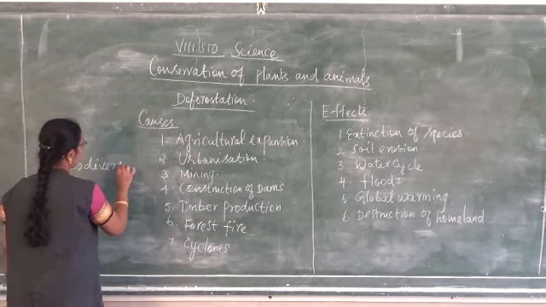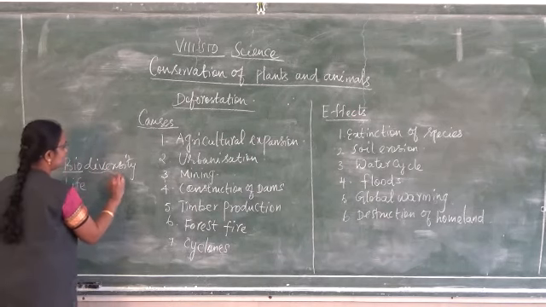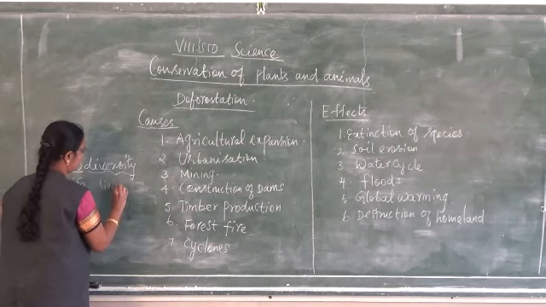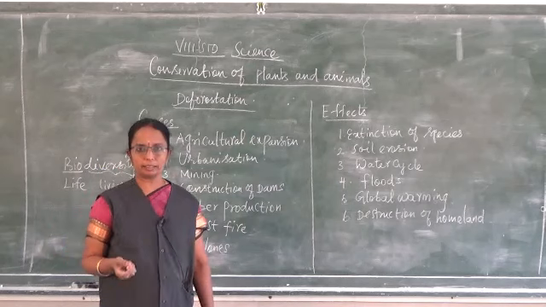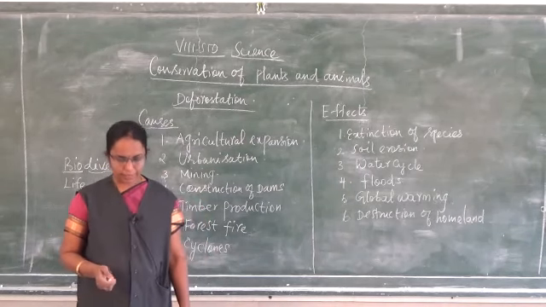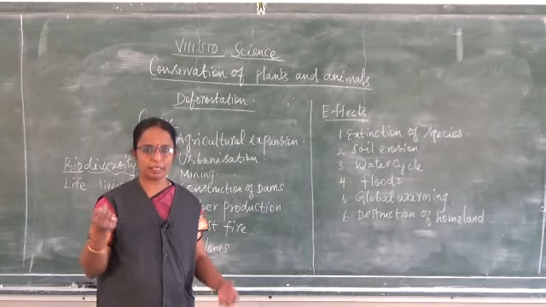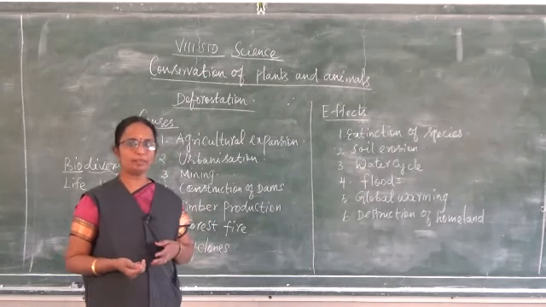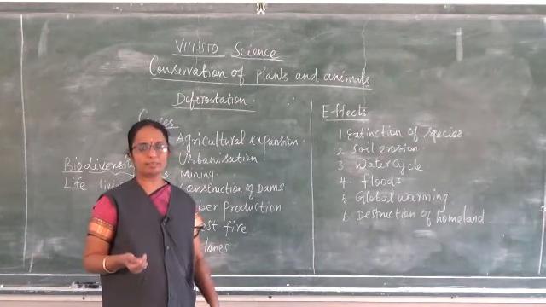What do you mean by biodiversity? Bio means life. Diversity means the living organism. The life of the living organism on the earth, on the planet, is known as biodiversity. So our planet is covered by many forests. In the forest many trees are there, many animals, everything is there.